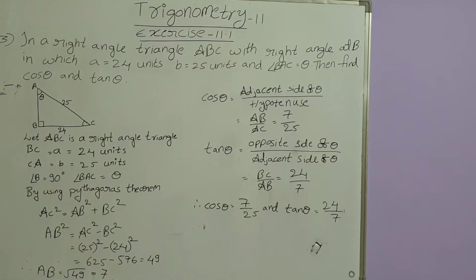What is cos theta? Here theta. Cos theta is adjacent side of theta by hypotenuse. Adjacent side is AB by hypotenuse is AC. So, AB value is 7, 7 by 25. Next, tan theta. Tan theta is opposite side of theta by adjacent side of theta, is BC by AB, is equal to 24 by 7. Now, therefore, cos theta is equal to 7 by 25 and tan theta is equal to 24 by 7.